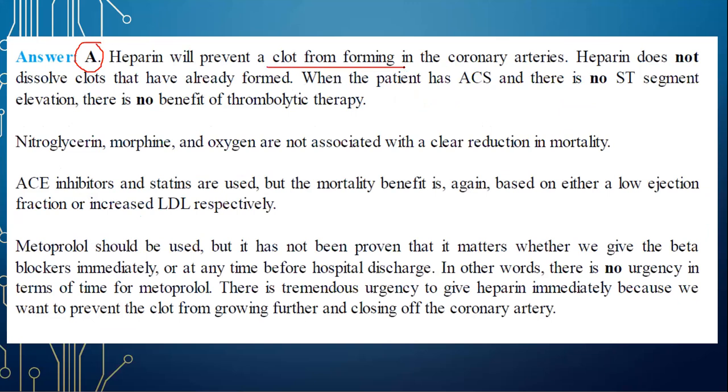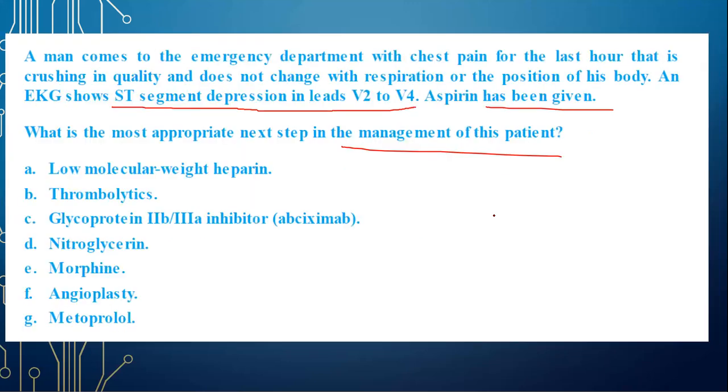Heparin will prevent a clot from forming in the coronary arteries. It doesn't dissolve a clot that is already formed. When the patient has acute coronary syndrome but no ST elevation, there is no benefit of thrombolytics. So in that case, we will go for low molecular weight heparin.